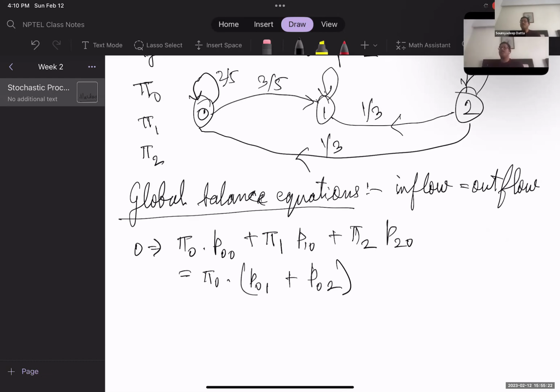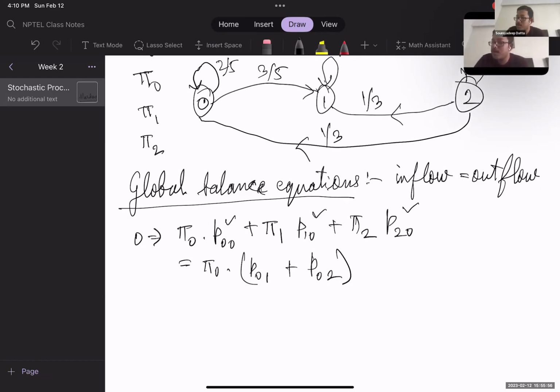Is this clear? We cannot have transients remaining. So whatever comes into a particular state at any time instant, we will have some self loops from 0 itself, some transitions from 1 and from 2 into 0, all weighted by their original probabilities pi 0, pi 1, and pi 2. This has to be equal to the rate at which we move out of state 0, which is moving from 0 to 1 and 0 to 2. So you can write similar global balance equations at every node.